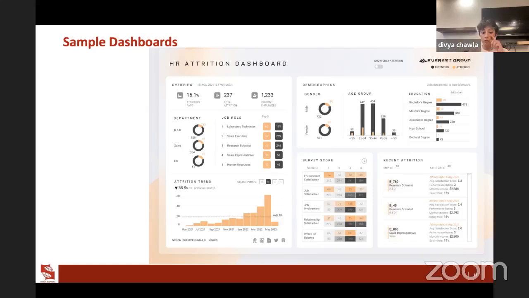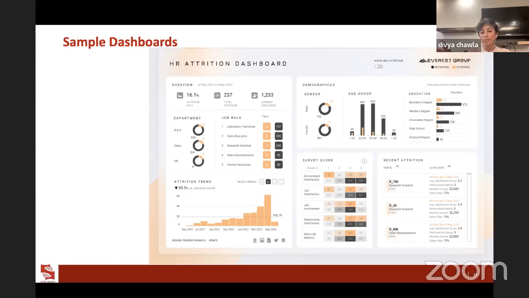Say, for example, in a lot of organizations, people tend to leave post appraisals, right? So they're not happy after appraisal. So you'll see a spike happening post appraisals when a lot of people decide to part with the organization. That is also the period when people have received the increments and they decide to look for better opportunities, right? So that is what you see on the overview panel.